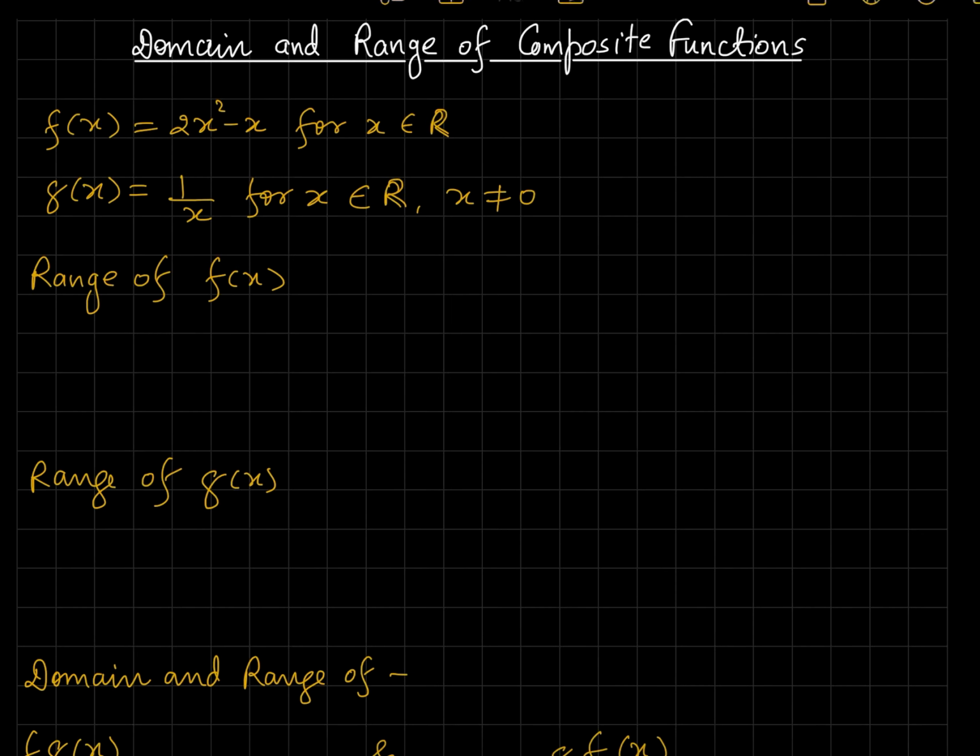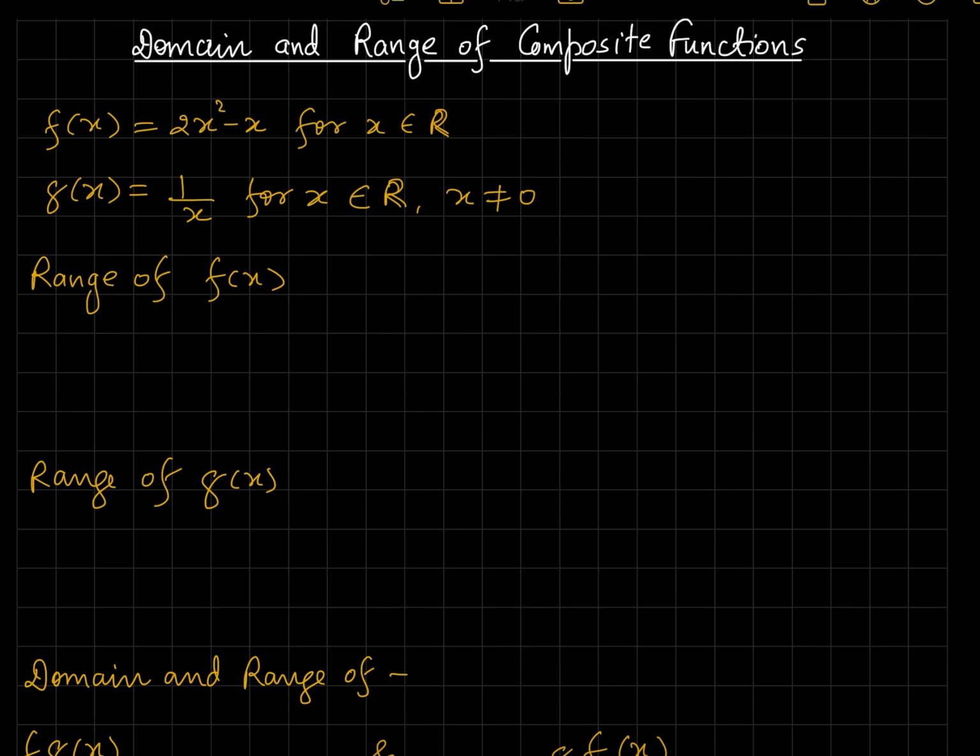Hello, let's learn to find out domain and range of composite functions. A few more questions I have taken here. One is f(x) equals 2x squared minus x for all x belonging to real numbers, and the second function is g(x) equals 1 over x for all x belonging to real numbers where x is not equal to 0, because if you put x equal to 0, 1 over 0 is undefined, right?